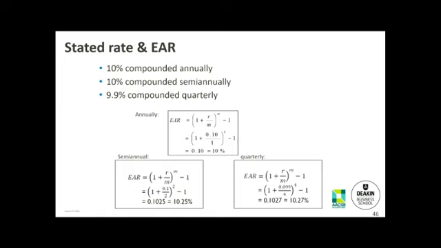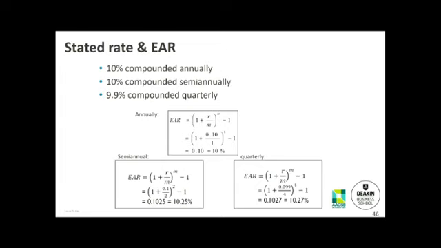All right. 10% compound annually, 10% compound semi-annually, 9.9% compound quarterly. Let's compare the EAR. So now we have three stated rates. The first stated rate is 10% compound annually. So 10% is the stated rate, but it compounds annually. If this is the case, EAR and stated interest rate, they are the same. Because it gets compounded annually, which means it only compounds once a year. So EAR and the stated interest rate will be the same.